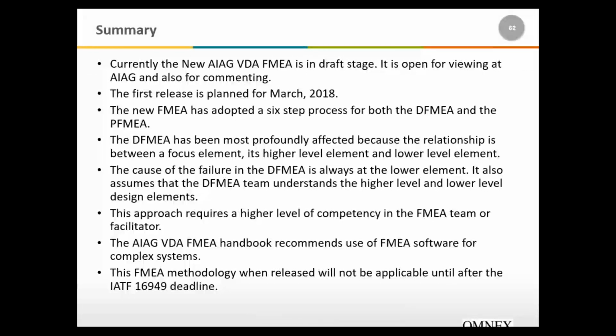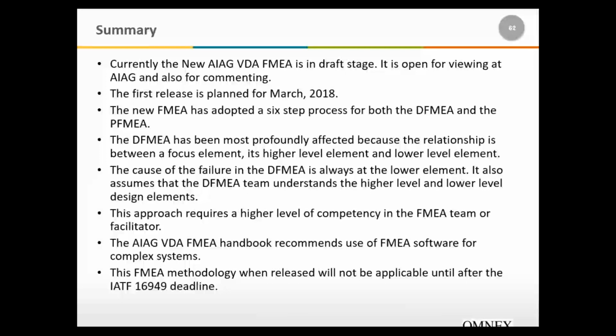The third bullet: the new FMEA has adopted a 6-step process for both DFMEA and PFMEA. And Greg, I'm going to have you comment on this next bullet. I know I said DFMEA has been most profoundly affected because the relationship is between a focus element, the higher level element, and the lower level element. And Greg immediately said he thought it was PFMEA. So, as we were discussing it, right, Greg? Yes, that is true. Go ahead. Give your comments.